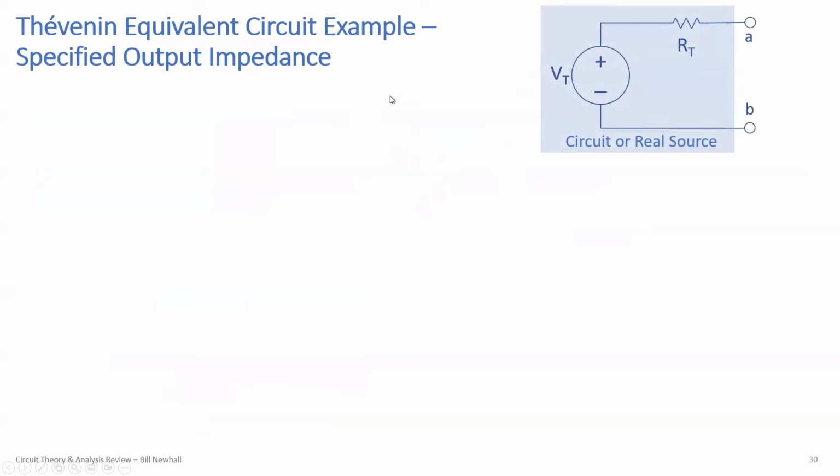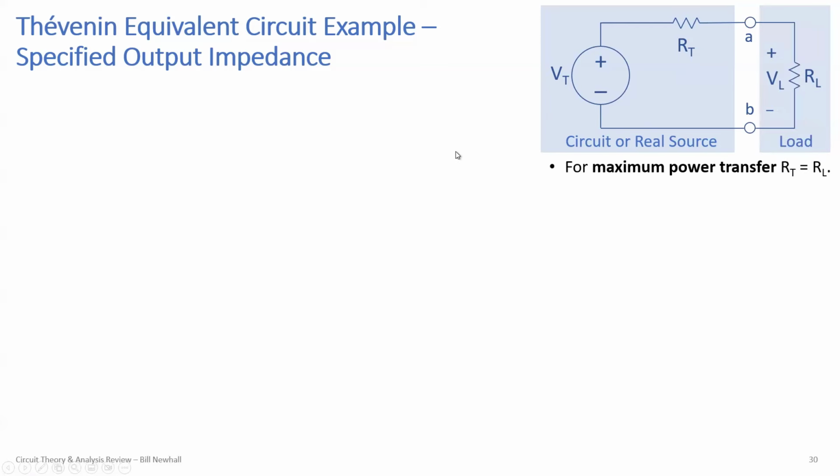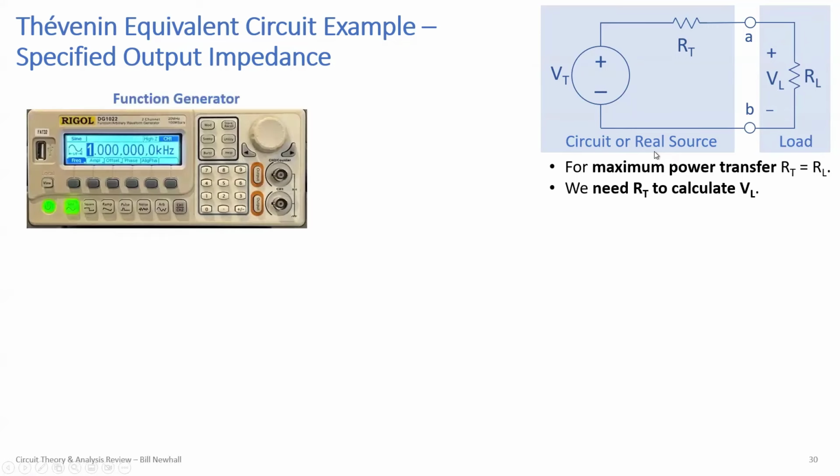So let's talk about an example, a Thévenin equivalent example. Let's suppose you have a circuit that has an output. It has two terminals, A and B. It's some kind of realistic source. And you want to find the maximum power transfer between source and load. Well, that maximum power transfer happens when the load resistance equals the Thévenin resistance, right? And then we need RT to calculate VL, right?